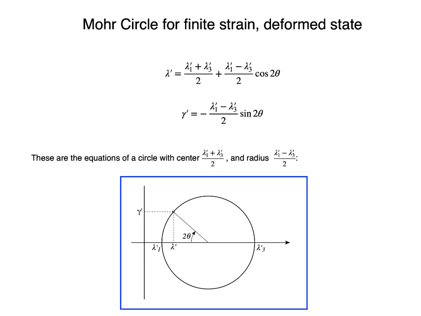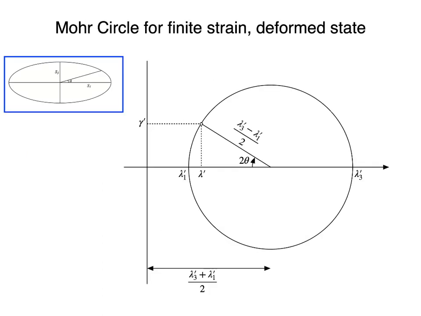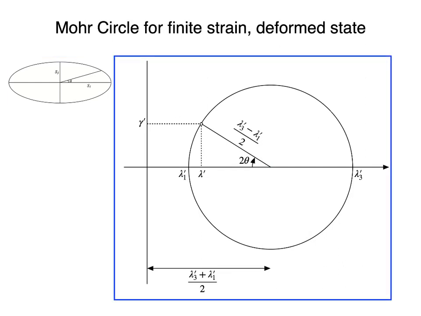This circle is the Mohr circle for finite strain, and it allows us to estimate the elongation and shear strain of a line making an angle theta with respect to the long axis of the strain ellipse, in the deformed configuration. This figure makes this more clear. The line making an angle theta with respect to the long axis of the strain ellipse is represented in the Mohr circle by a line making an angle 2 theta with respect to lambda prime 1. At the intersection of this line with the circle, we can read the lambda prime and gamma prime of the line.